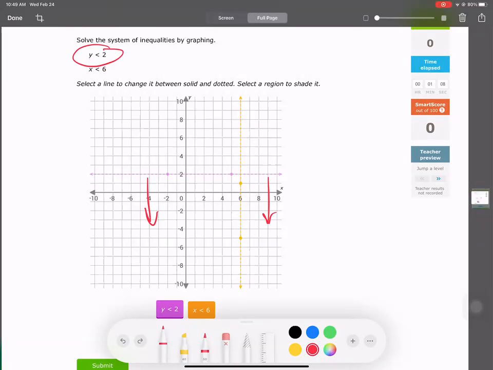The next statement is x is less than 6. Okay, x is less than 6. Well, is this less or this less? Well, less means smaller than 6. So 5, 4, 3, 2, 1.